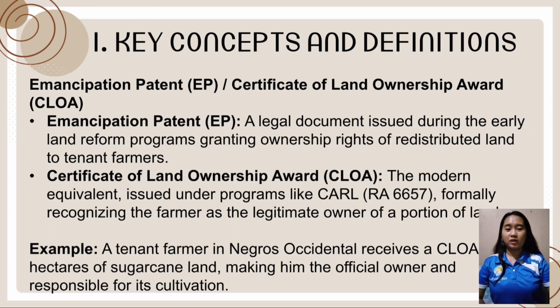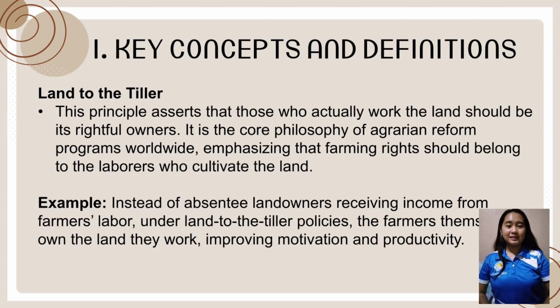The CLOA, or the Certificate of Land Ownership Award, was issued under CARP. It gives farmers ownership of various agricultural lands. With these documents, farmers can use land as collateral for loans, improve farms, and also pass land to their children. So when we say "land to the tiller," this is the guiding principle of agrarian reform.